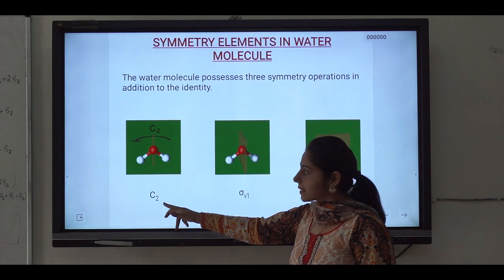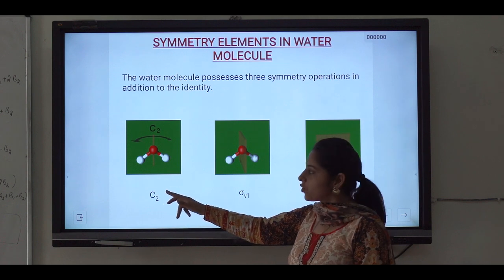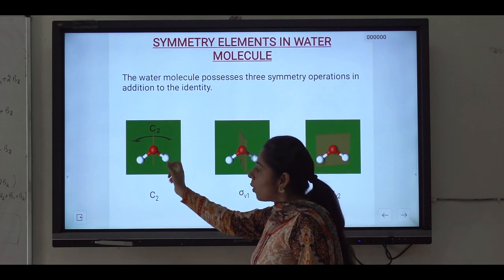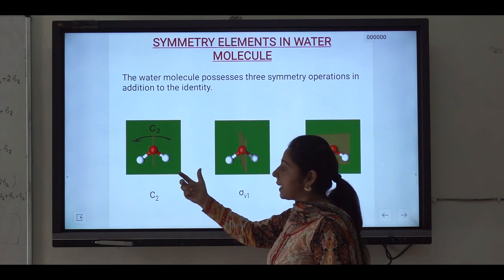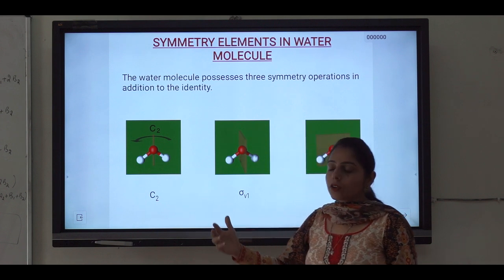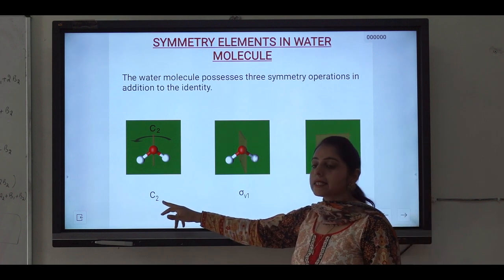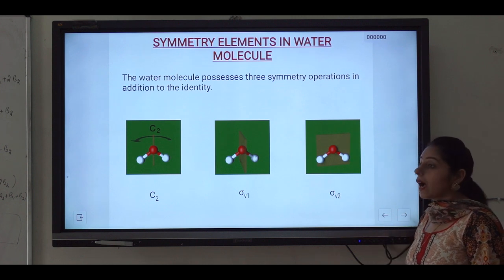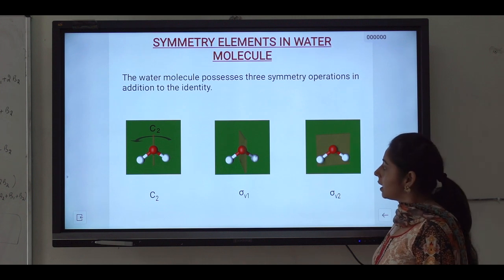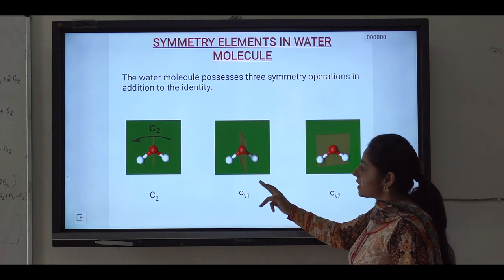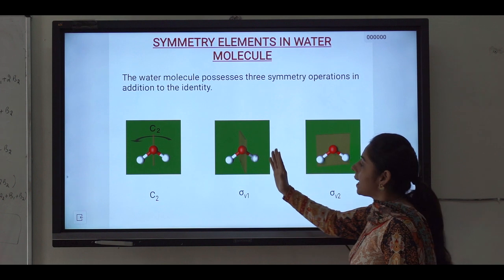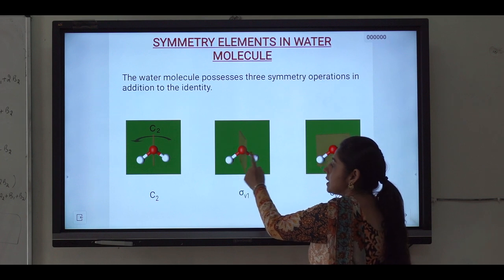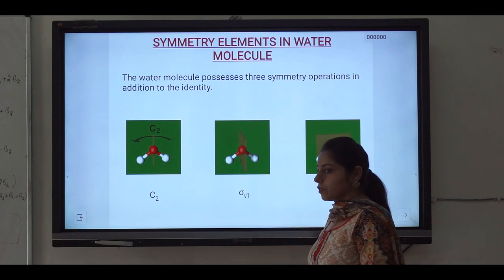C2 is a symmetry axis, an imaginary axis that passes through the center of the oxygen atom and rotates the whole molecule by an angle of 180 degrees, which results in an indistinguishable configuration. Hence, it is a symmetry operation. The next 2 symmetry operations in the water molecule are planes of reflection. The first plane of reflection passes through the center of oxygen and reflects the 2 hydrogen atoms. After this symmetry operation, these 2 hydrogen atoms exchange their positions.